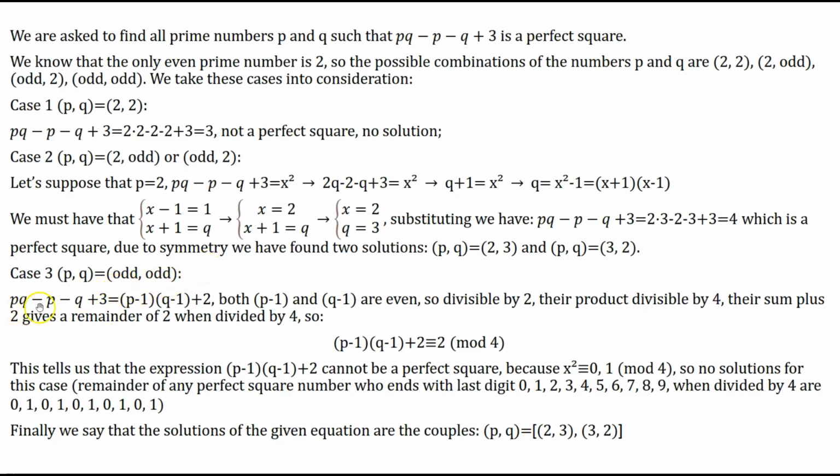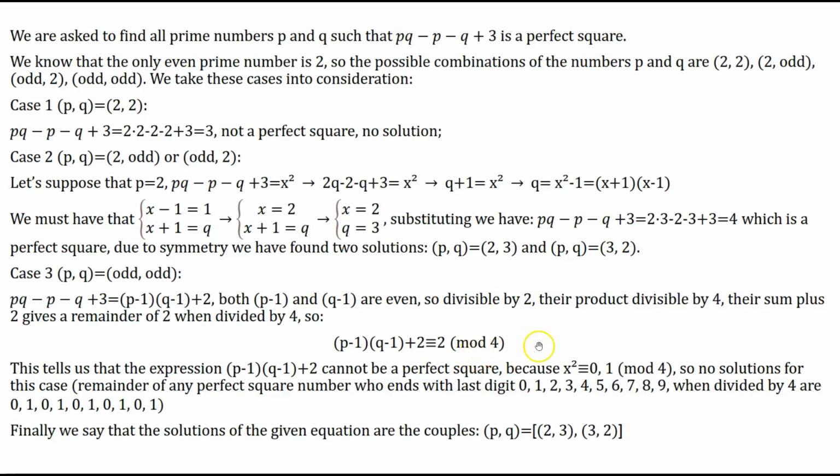We will have that pq minus p minus q plus 3 is equal to p minus 1 times q minus 1 plus 2. Now, we know that both p minus 1 and q minus 1 will be even numbers because p and q are odd numbers. So both of them are divisible by 2, and their product will be divisible by 4. Adding 2 will give a remainder of 2 when divided by 4. So p minus 1 times q minus 1 plus 2 is congruent to 2 modulo 4.